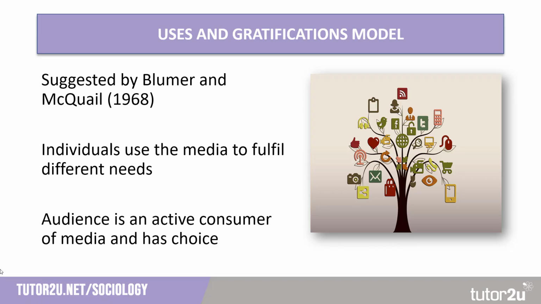The Uses and Gratifications Model of media is a simplistic model of media that suggests that individuals are part of an active audience and have choice over how they both access and use the media to fulfill the different needs they have within their lives. According to Bloomer and McQuail, individuals use the media for many different functions within their lives, and different forms of media fulfill different functions within an individual's life.